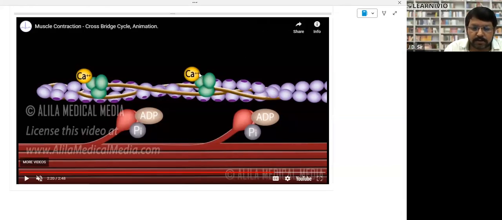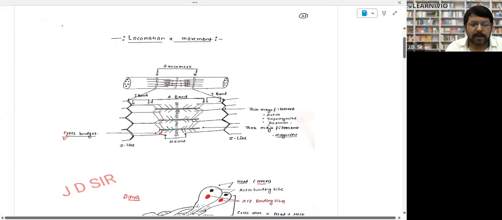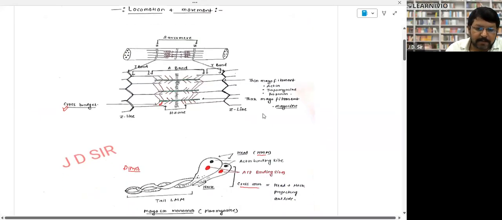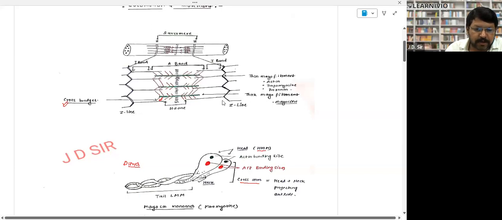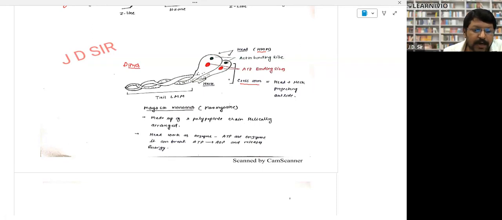Now come to my notes. Now you will understand. Here you have to note down. The components I have already told you: thin filaments are made up of actin, tropomyosin and troponin, and thick filaments are called myosin filaments. This is the structure of meromyosin. The tail part is called LMM. This question has been asked, that's why I have used the term LMM. LMM means light meromyosin. This tail is made up of the lighter part of the protein, that's why it is called LMM, light meromyosin.